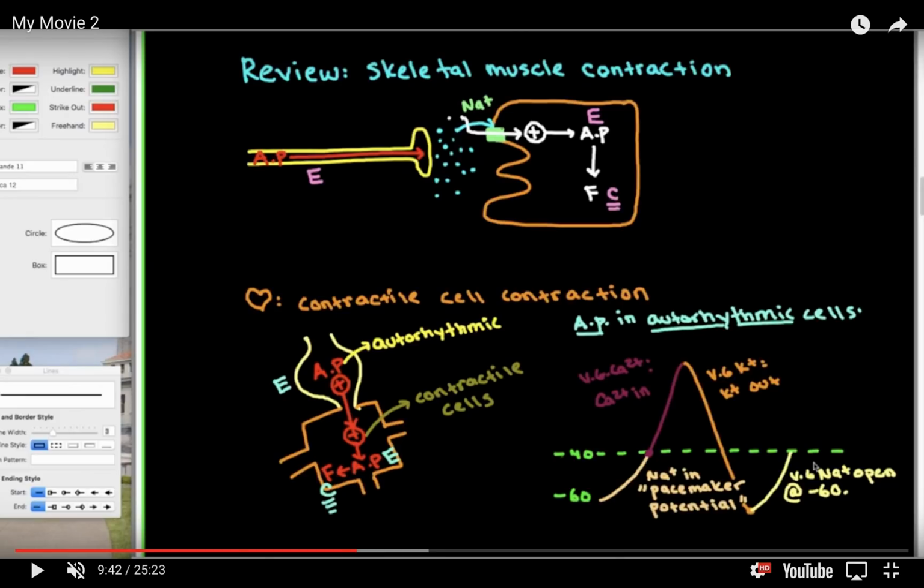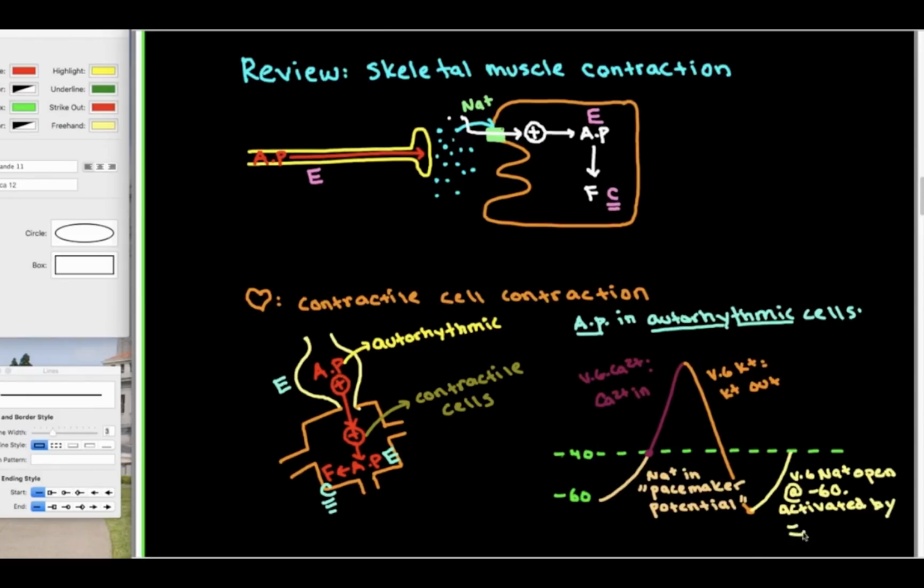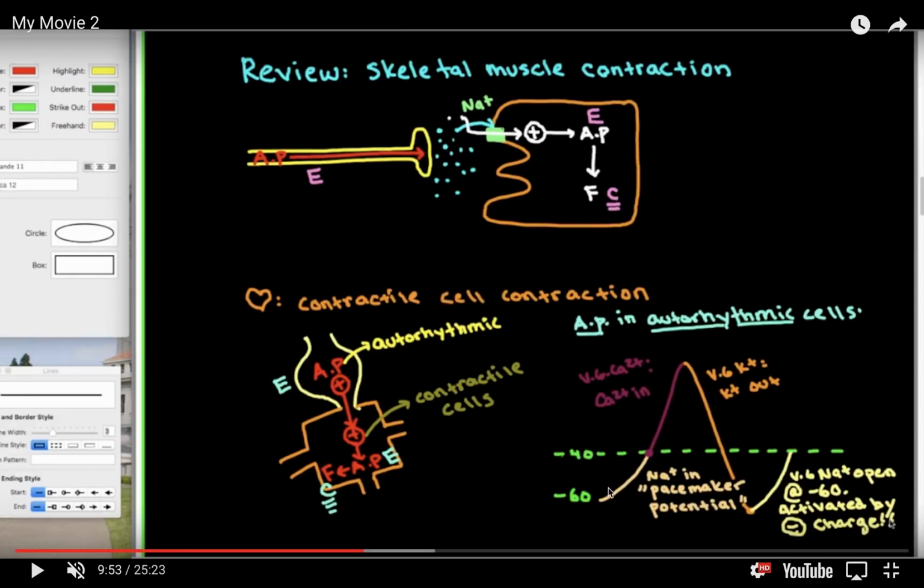And the reason that's so important is because as soon as we get back to minus 60, these voltage-gated sodium channels are going to open again. They are not going to rest when you get more negative. So this is a very unique channel that is activated by negative charge. And so what this ensures is that this autorhythmic cell will never rest. It'll always start another action potential.